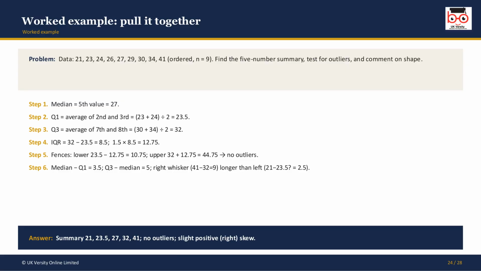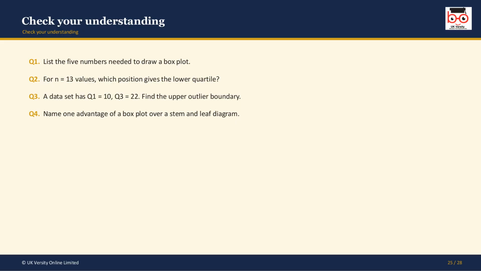Let's pull it all together on 9 values from 21 up to 41. The median is the 5th value, 27. Q1 is the average of the 2nd and 3rd, 23.5, and Q3 the average of the 7th and 8th, 32. So the interquartile range is 32 minus 23.5, that's 8.5, and 1.5 times it is 12.75. The fences come out at 10.75 and 44.75, so there are no outliers. Comparing the halves, the right side of the box and the right whisker are a little longer, so we've a slight positive skew.